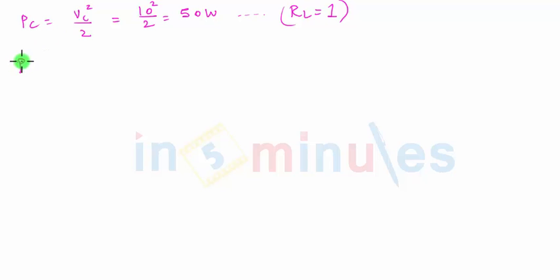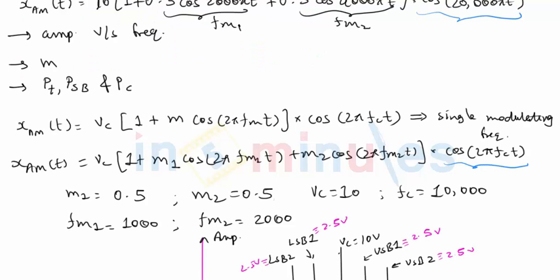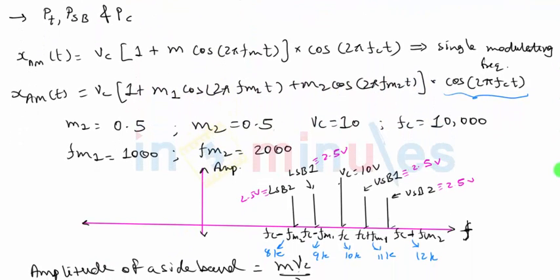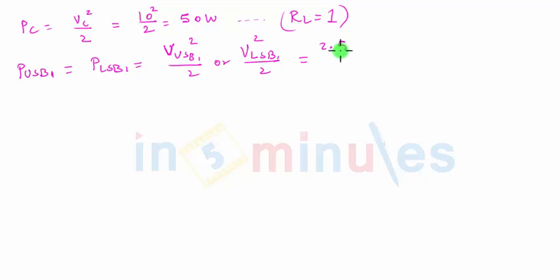Okay, now to find the power in upper sideband 1, which will be exactly same as power in lower sideband 1, we will need the amplitude of upper sideband and lower sideband. So V USB1 square by 2, or I can also write it as V LSB1 square by 2. The amplitudes of both upper and lower sideband are 2.5 volts in both the cases. So this will be equal to 2.5 squared divided by 2. 2.5 squared is 5 by 2 square, so just 25 by 4, divided by 2 is 25 by 8. So that's the power in the individual sidebands.